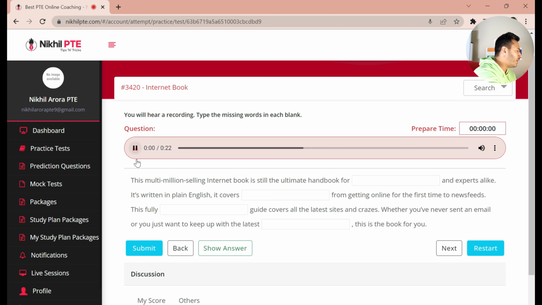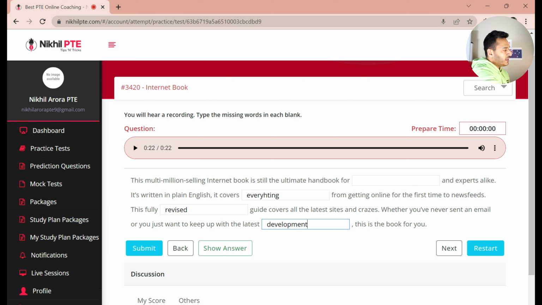This multi-million selling internet book is still the ultimate handbook for novices and experts alike. It's written in plain English. It covers everything from getting online for the first time to news feeds. This fully revised guide covers all the latest sites and crazes, whether you've never sent an email or you just want to keep up with the latest developments. This is the book for you.